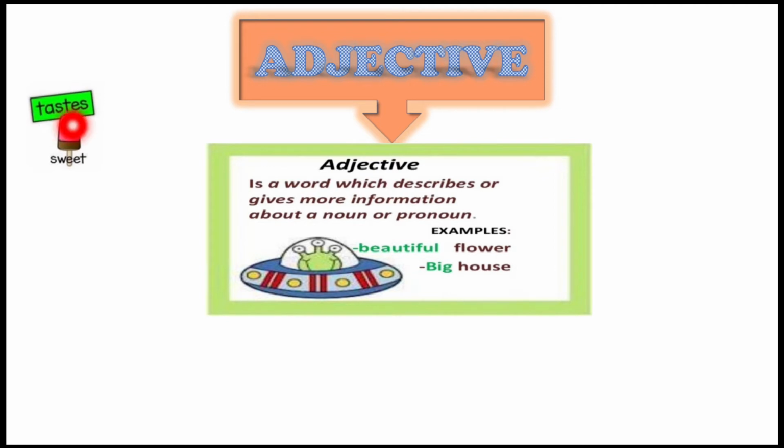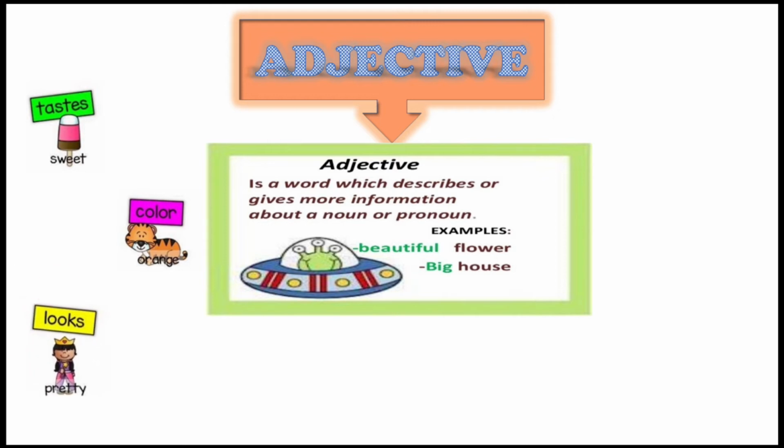See, taste, sweet. जो आइसक्रीम होती है उसका जो टेस्ट होता है वो कैसा होता है? स्वीट होता है. Then color. The adjective can also be defined as color. This is the orange color. This cat is having the orange color. The next, looks, pretty. You can say this girl is looking very pretty. This is a pretty girl. So this pretty is also the adjective.